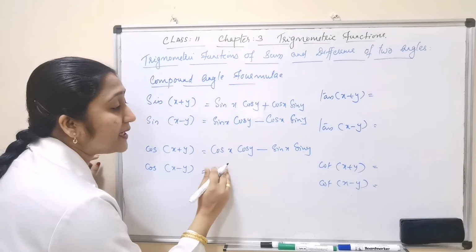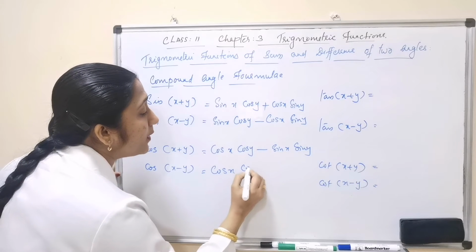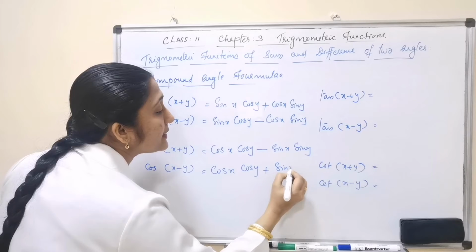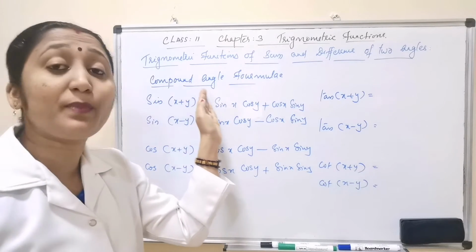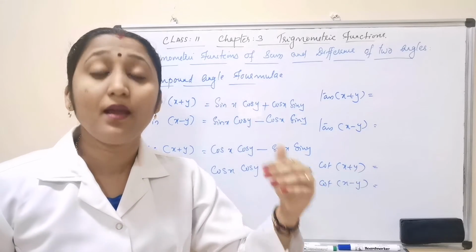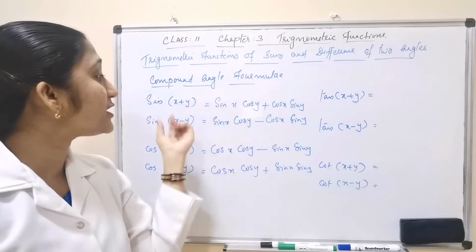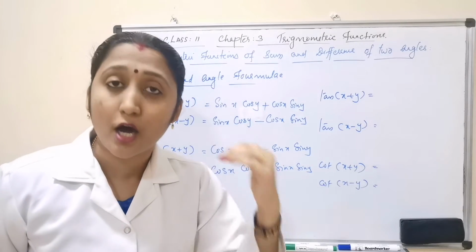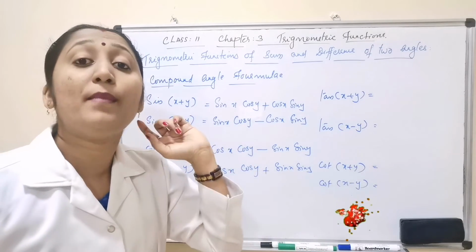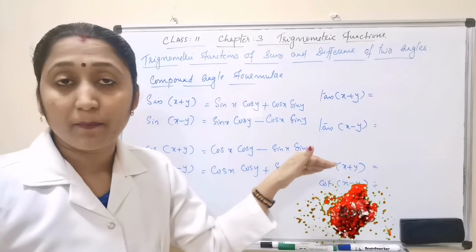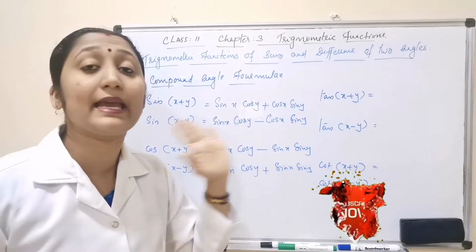Next, cos of x minus y means it will be positive in the middle. So cos x cos y plus sin x sin y. Okay, is it clear? So in the first case, sin of x plus y means sin x cos y plus cos x sin y. Next, in the case of minus, it is minus. But in the case of cos of x plus y, it is cos x cos y minus sin x sin y. And cos of x minus y equals cos x cos y plus sin x sin y.